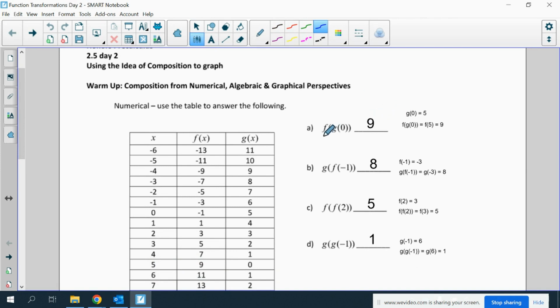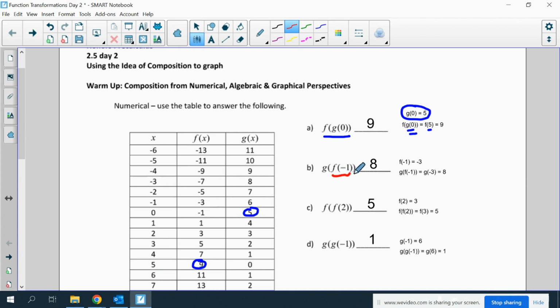But if I have f of g of 0, what I would do is find g of 0, which is 5, and then replace g of 0 with 5. So now f of g of 0 becomes f of 5. And then I look at the table, and f of 5 is 9. So once again, g of 0 was 5, and then f of 5 is 9. And we would do a similar thing for all of these.